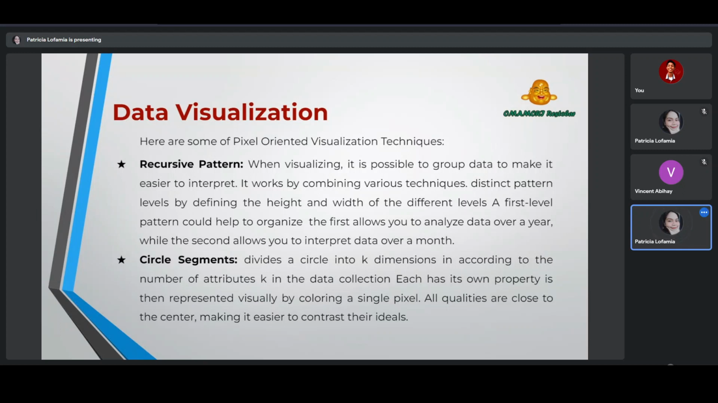month. Circle segments. Divides a circle into k dimensions according to the number of attributes k in the data collection. Each attribute has its own property, which is then represented visually by coloring a single pixel. All qualities are close to the center, making it easier to contrast their values.